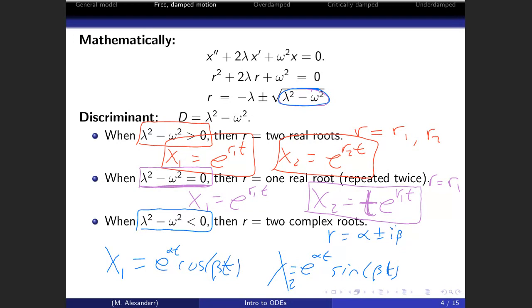But before I move on, I want to go back to the physical situation. Right now, everything on this slide is the situation mathematically. We're talking about the discriminant, and we have either these two complex functions in the red, or in the purple we have an exponential, and also the exponential multiplied by the polynomial t. And on the very bottom we have the blue, which is exponential multiplied by cosine or sine. Those are the formats of the linearly independent solutions to the differential equation.